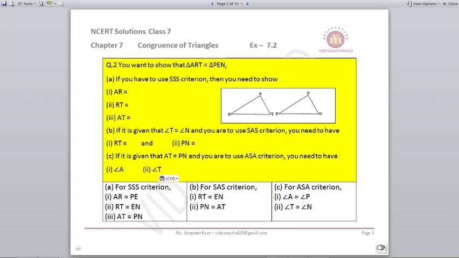C part. If it is given that AT is equal to PN, a side is given to you, and you have to use the criterion ASA, which means if I look at the side AT, one angle should be A and the other angle should be T, and AT is the side included between them. So ASA means angle A will be equal to angle P and angle T will be equal to angle N.